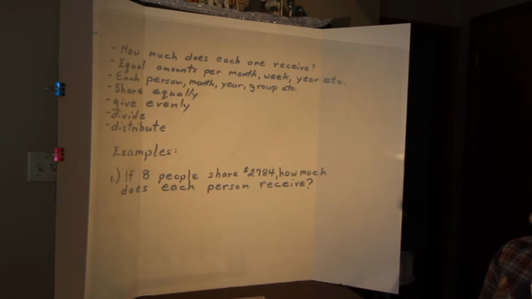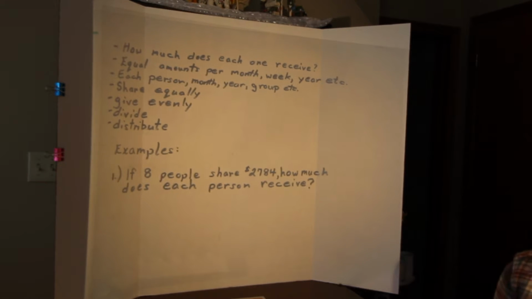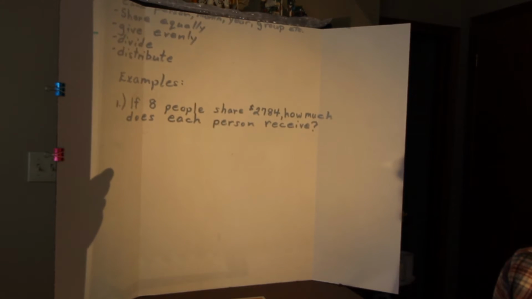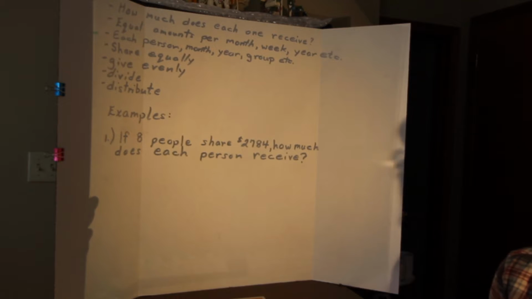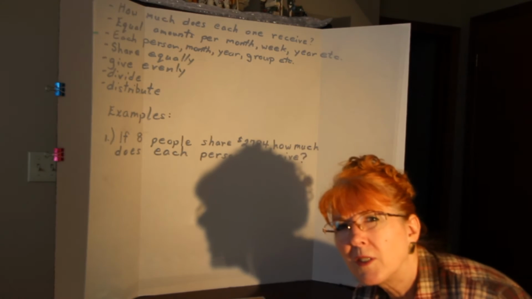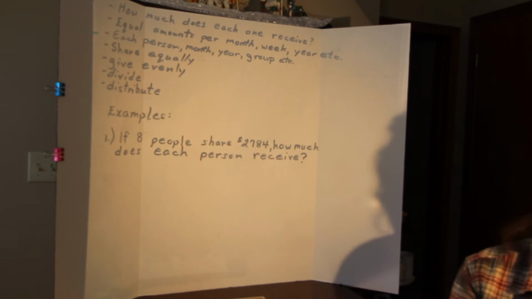And how much does each one receive? Those are our lists there. And our example, first one is here. I'm going to hike it up just a bit here. I want to see what this looks like on the screen.